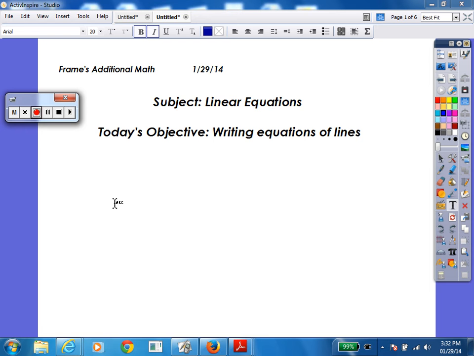We are going to be taking some notes today. Your objective, make sure you write this down. Here's our topic. We're writing equations of line. So get that copied down into your notes, and we're going to jump right into how we do that.